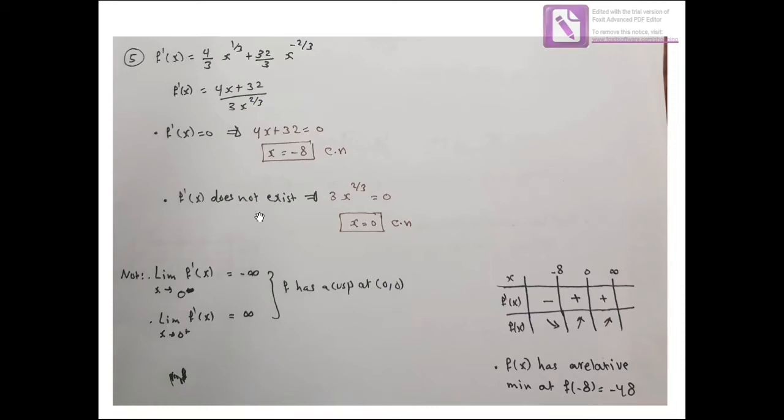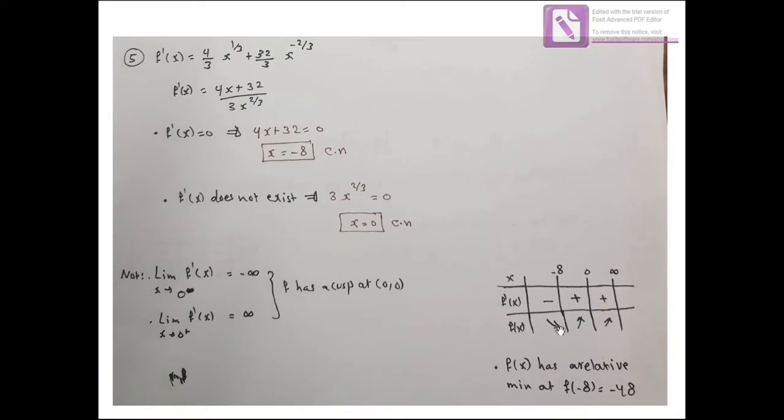For f'(x) does not exist, we take 3x^(2/3) equal to 0, which means x is equal to 0, also a critical number because it is in the domain. Now if you draw the table, you take from minus infinity to minus 8, then from minus 8 to 0, then from 0 to infinity. From minus infinity to minus 8, f'(x) is negative, so our function is decreasing. From minus 8 to 0, f'(x) is positive, so our function is increasing. For the interval from 0 to infinity, f'(x) is positive, so our function is increasing.